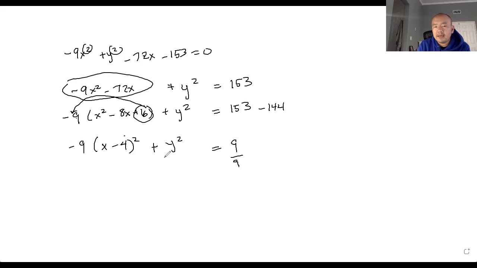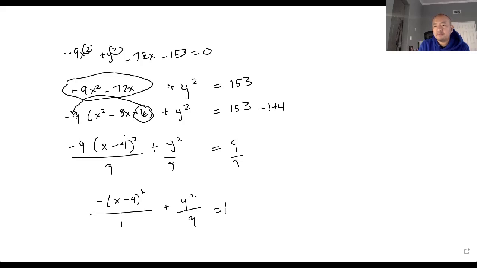Then I divide by 9 everywhere. So that equals what? Negative x minus 4 to the second power over 1, right? Because they cancel out, plus y squared over 9 is equal to 1. Okay, so now what's the major axis here? It's the y term, because the x term is negative, and this is going to be a hyperbola.